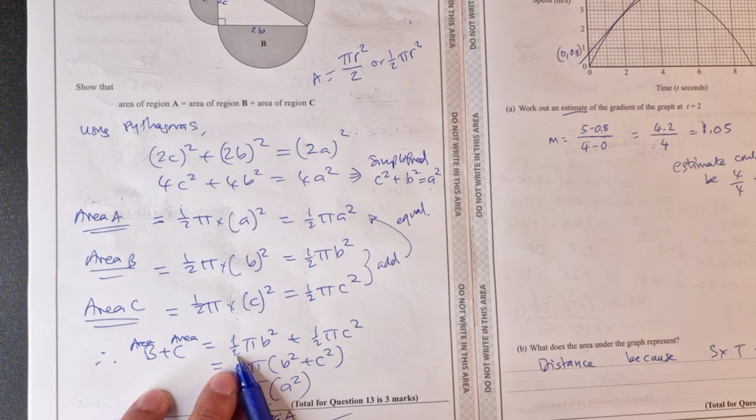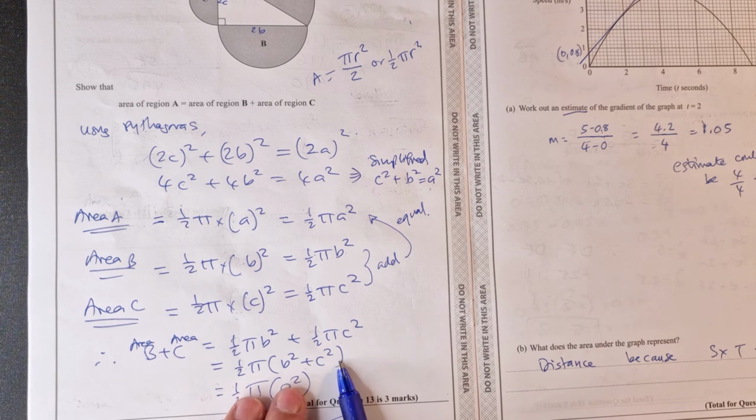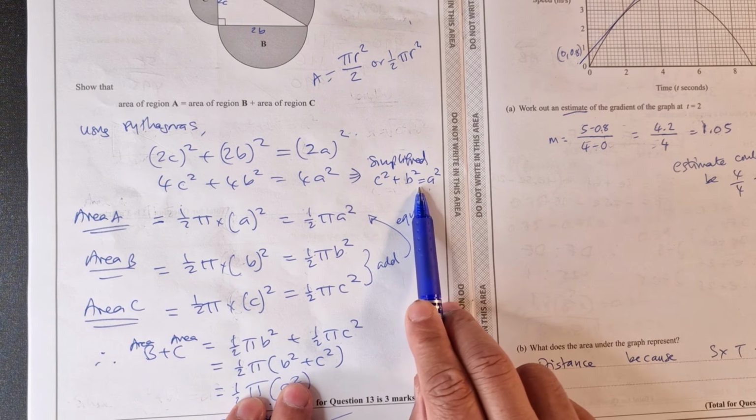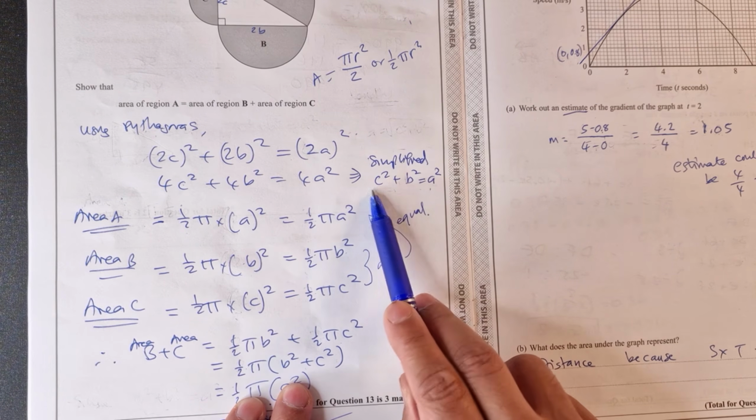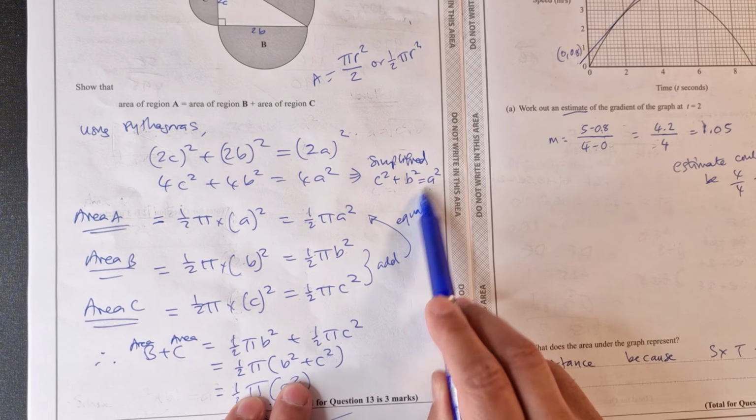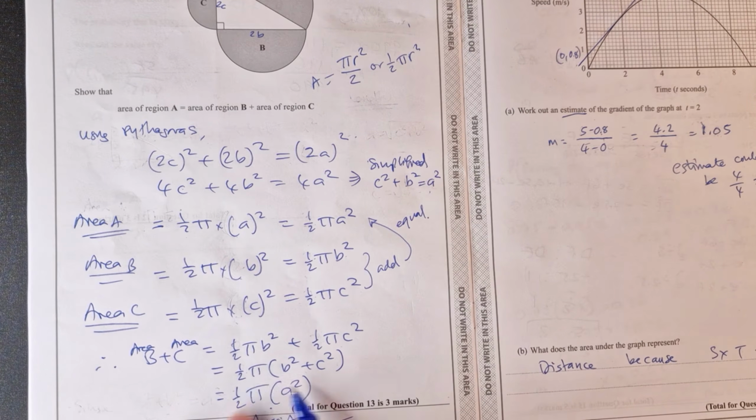So area of B and C, half pi b squared plus half pi c squared. And if we factorize out the half and the pi and put the b squared plus c squared into a bracket, so this multiplies to give you exactly that, we are left with half pi bracket b squared plus c squared. Now, if we go back to our Pythagoras, we know that b squared plus c squared is equal to a squared. The outside is the same, but the inside here, a squared is equal to b squared plus c squared. So I've replaced those two with just the a squared, giving me half pi a squared.